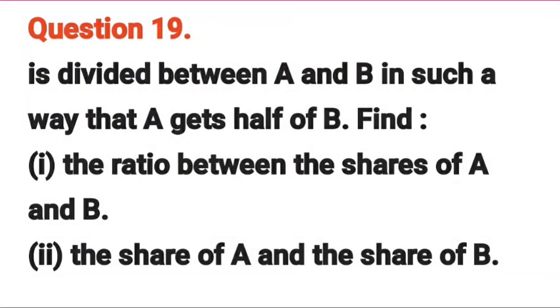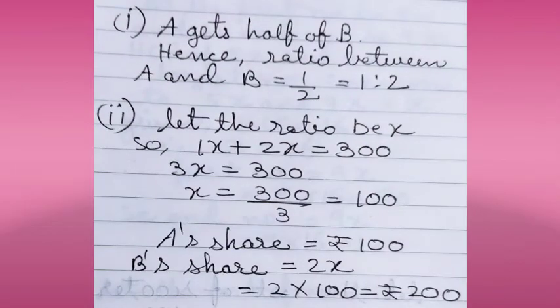Rupees 300 is divided between A and B in such a way that A gets half of B. Find the ratio between the shares of A and B, and second, the share of A and the share of B. So first, it is given that A gets half of B. Hence the ratio between A and B will be 1/2. So if B gets 2, then A will get 1, because according to the question, A gets half. So 1:2.